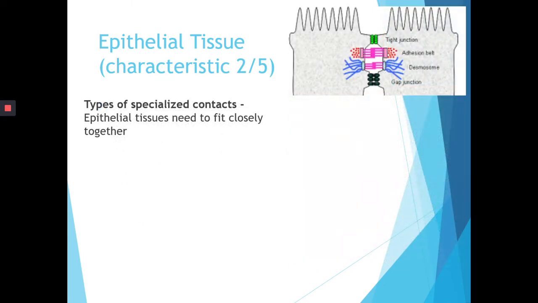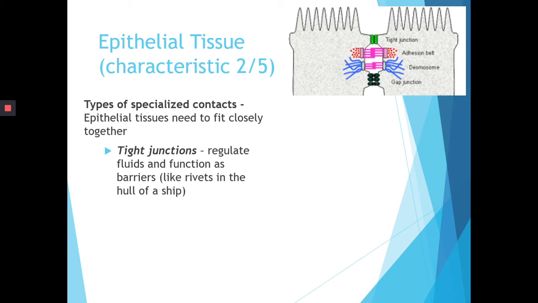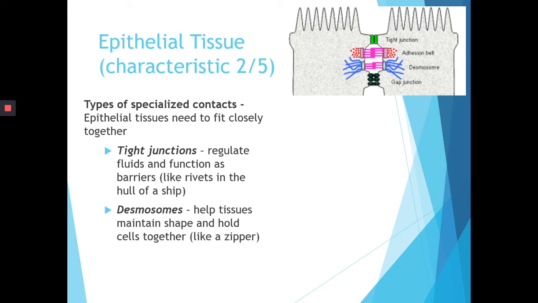So when we talk about these specialized contacts, this allows the cells to fit closer together. We primarily have tight junctions and desmosomes. Tight junctions pretty much keep the fluids from slipping through. So as we see, it's like rivets on the hull of a ship. If you've ever seen a ship before, these rivets are really, really important to keep the parts of the ship held together and wound together closely, because you don't want water seeping into a ship. We all know that that's one of the fastest and easiest ways to cause a ship to sink.